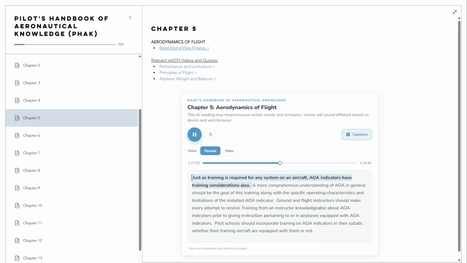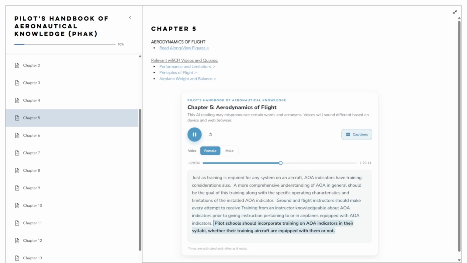Just as training is required for any system on an aircraft, AOA indicators have training considerations also. A more comprehensive understanding of AOA in general should be the goal of this training, along with the specific operating characteristics and limitations of the installed AOA indicator. Ground and flight instructors should make every attempt to receive training from an instructor knowledgeable about AOA indicators prior to giving instruction pertaining to or in airplanes equipped with AOA indicators.